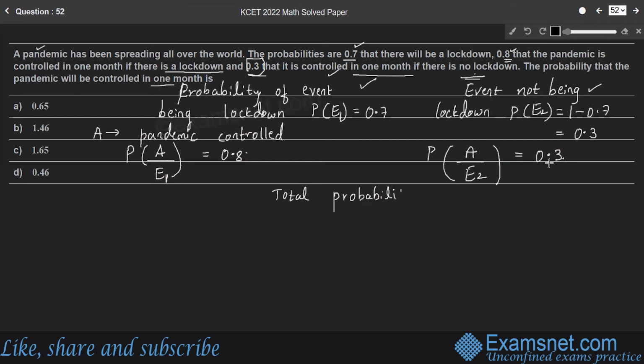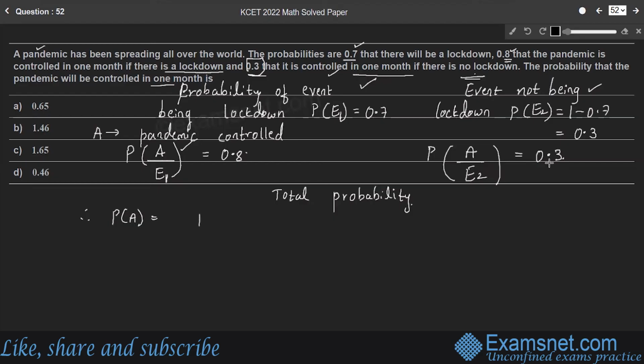Total probability that the pandemic will be controlled in 1 month. So with lockdown and without lockdown, right? Therefore, we'll consider P of A with lockdown. Therefore, P of A with lockdown will be the product of P of E1 and P of A by E1, right? So here, the probability that the pandemic can be controlled in 1 month.